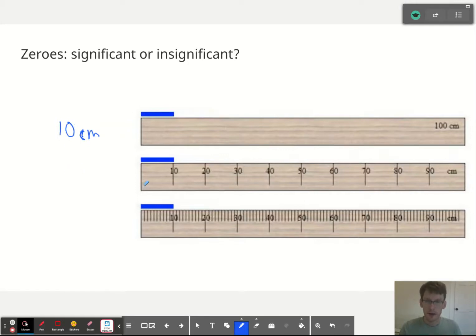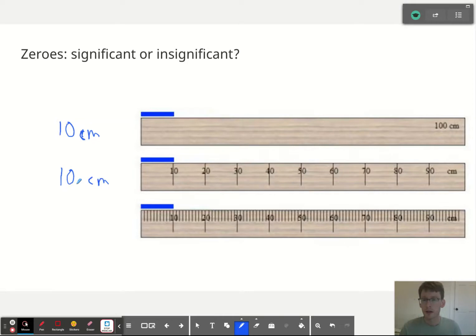But as I look to the second ruler, I see that, wow, that 10 centimeters is pretty spot on. So I'm going to say that the measurement here is 10 centimeters. It's not closer to 11. It's probably closer to 10 than 11. And so my guess in the ones column would be 0. Now the trouble here is that I've got two measurements that are exactly the same, and yet the second ruler is 10 times more precise than the first.